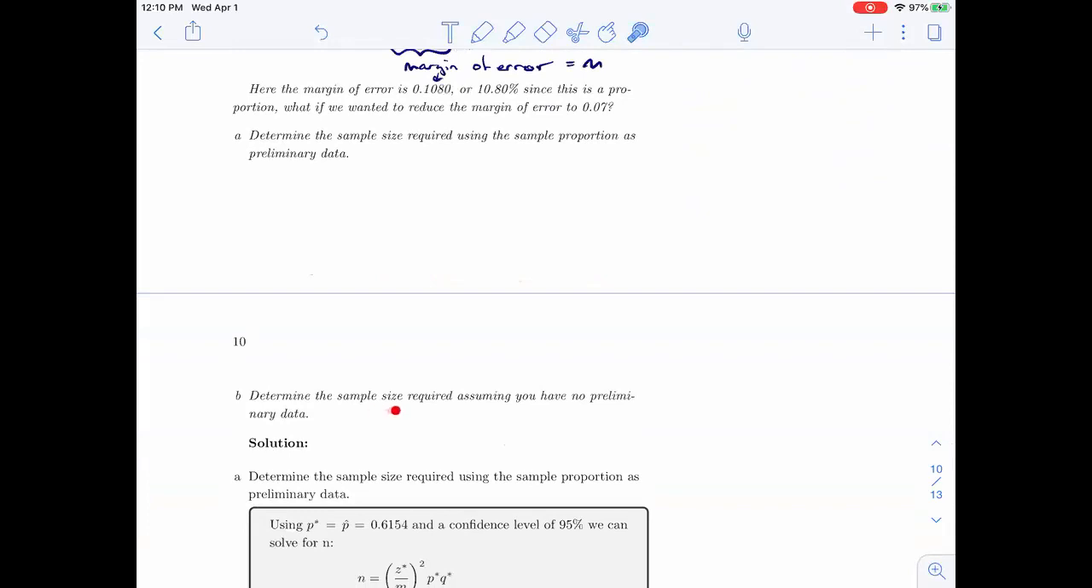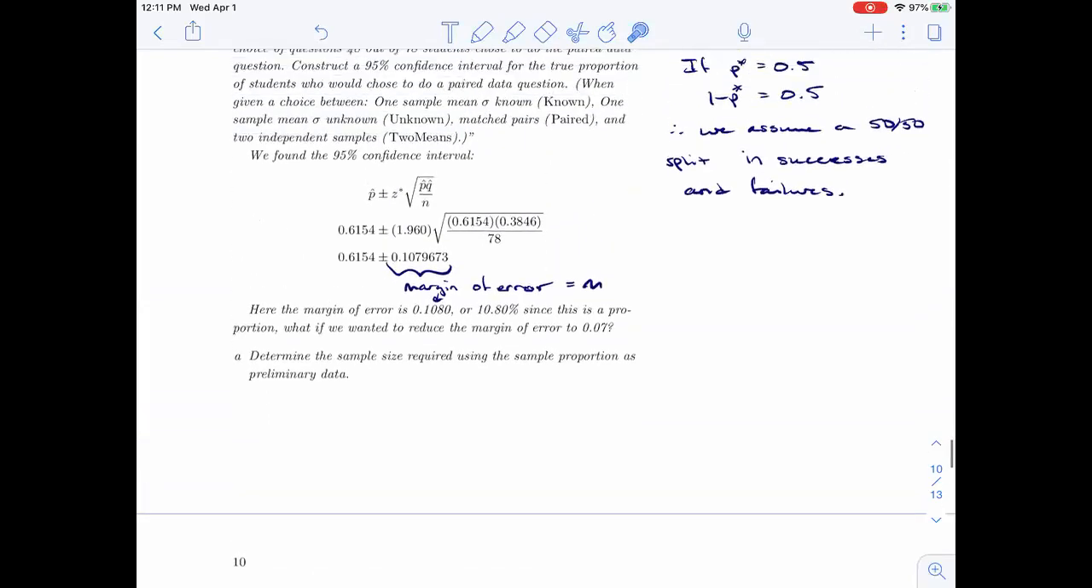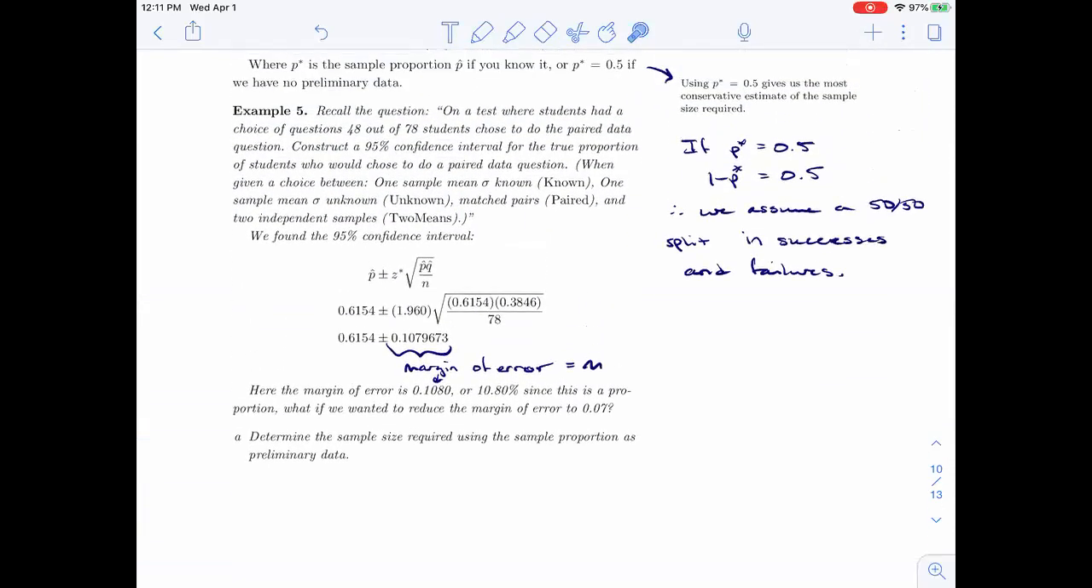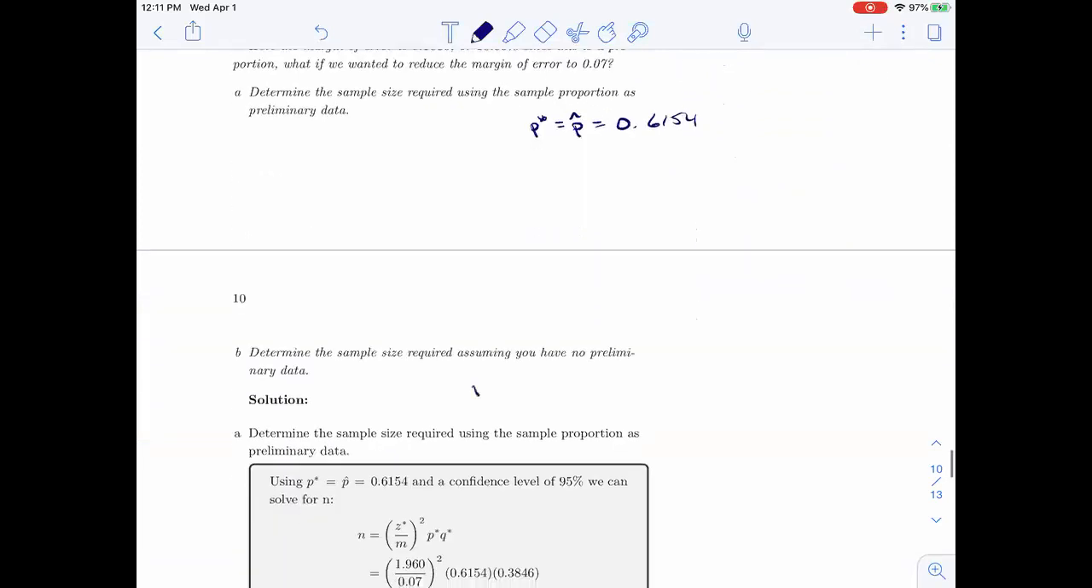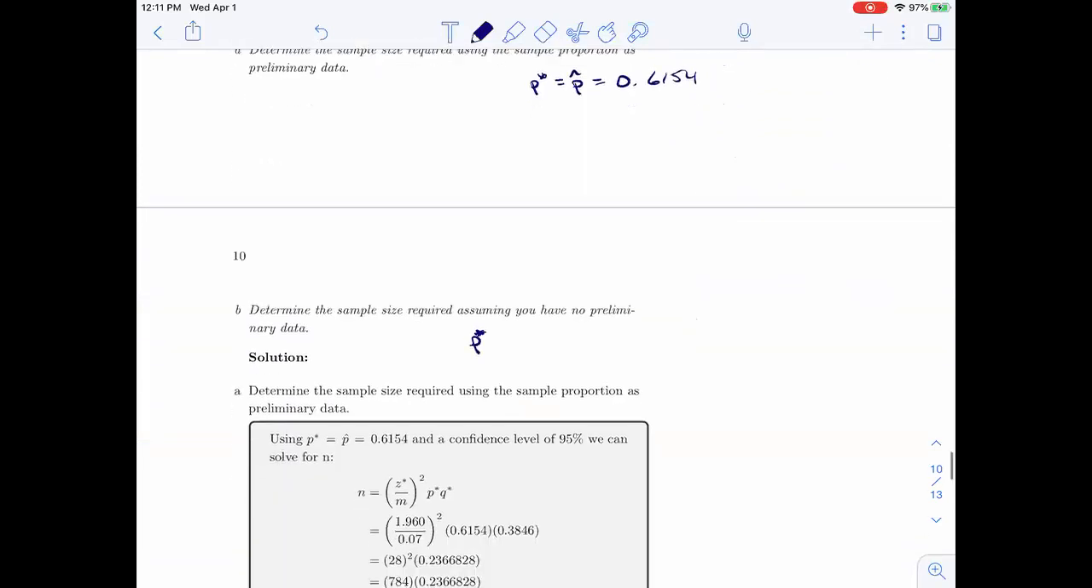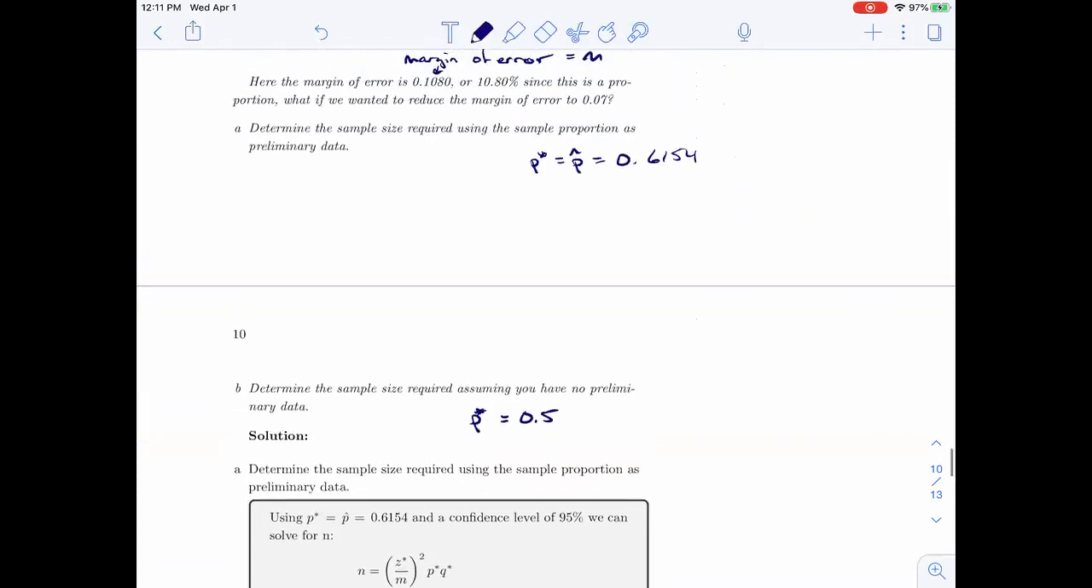Then part B, determine the sample size required assuming you have no preliminary data. Here we already have a sample proportion, so we can use that. For P star, we can use P hat, which is 0.6154. Here, we're saying we have no preliminary data. We haven't collected any information on this before, so we're going to use 0.5.